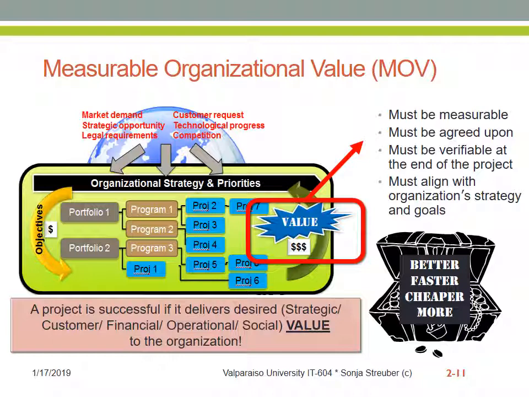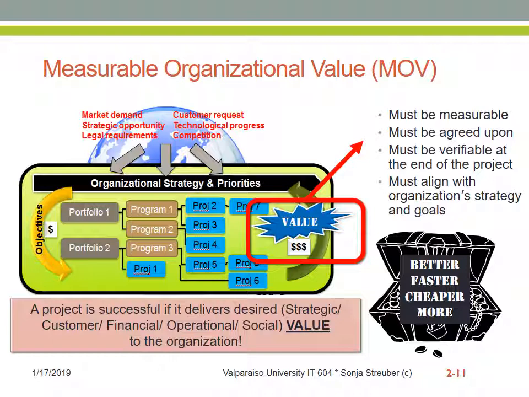So how can we measure this value? Well, we have to find ways of quantifying what the result is that comes out of a project. Of course, this measurable organizational value must be agreed upon also among all parties, especially the C-level and the project manager. It must be verifiable at the end of the project, so it has to be measurable because otherwise we couldn't verify.